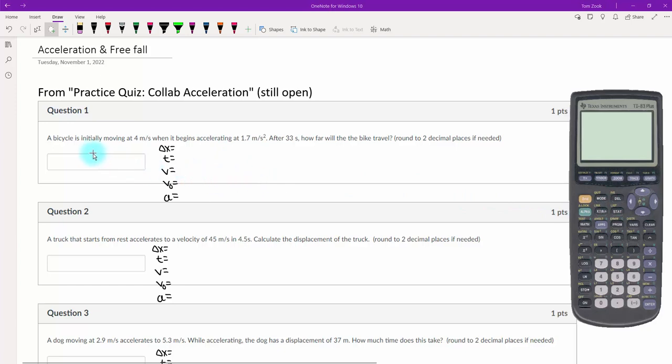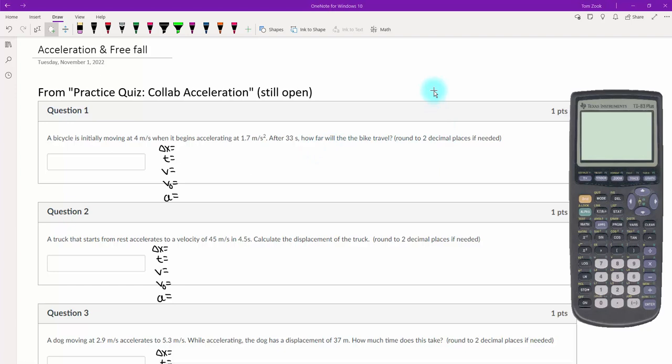So for the first question, it says a bicycle initially moving at 4 meters per second begins accelerating at 1.7 meters per second squared. After 33 seconds, how far will the bike travel? So these are just kind of randomly pulled questions. They're not going from easy to hard.